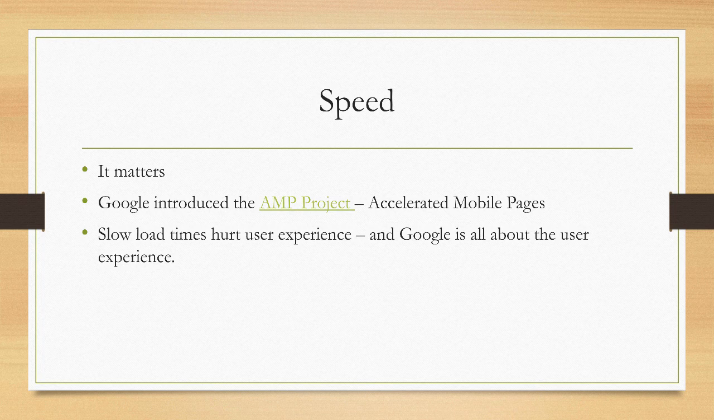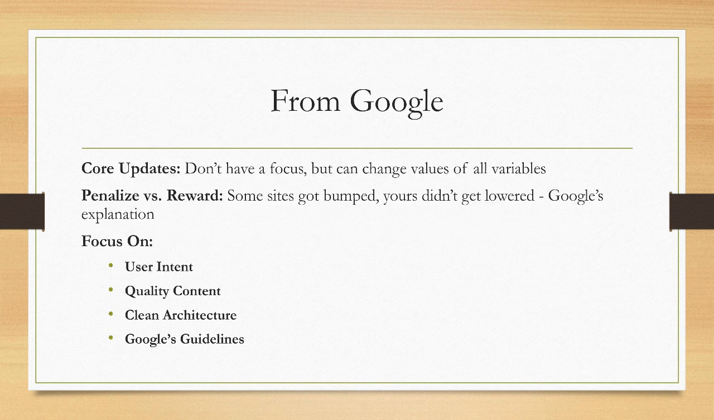Google thought it was so important they introduced the AMP project, Accelerated Mobile Pages, to help you get this done. Slow load times hurt user experience, and user experience is all about what Google wants. They want a good user experience, or high quality, as they often say. So make sure that your site does load quickly. Matter of fact, if there's things that don't load quickly, you need to think about how to make it load faster. So there's a couple of things from Google that you need to be aware of.